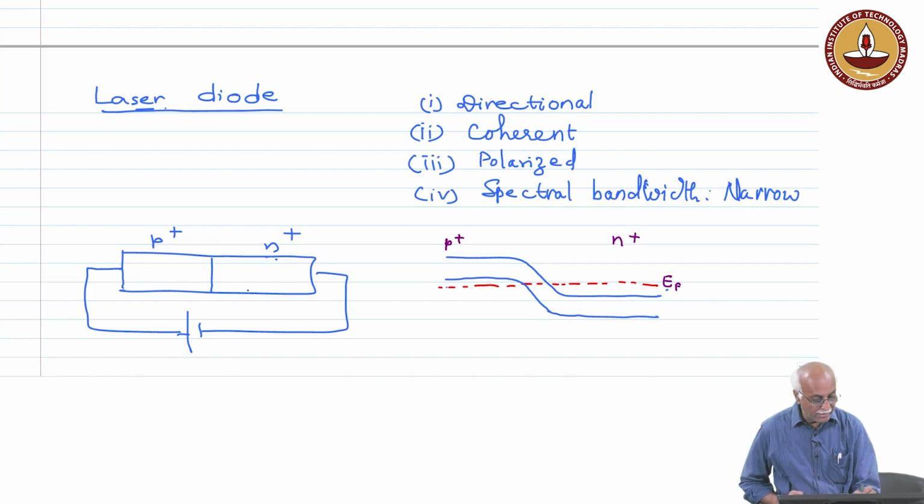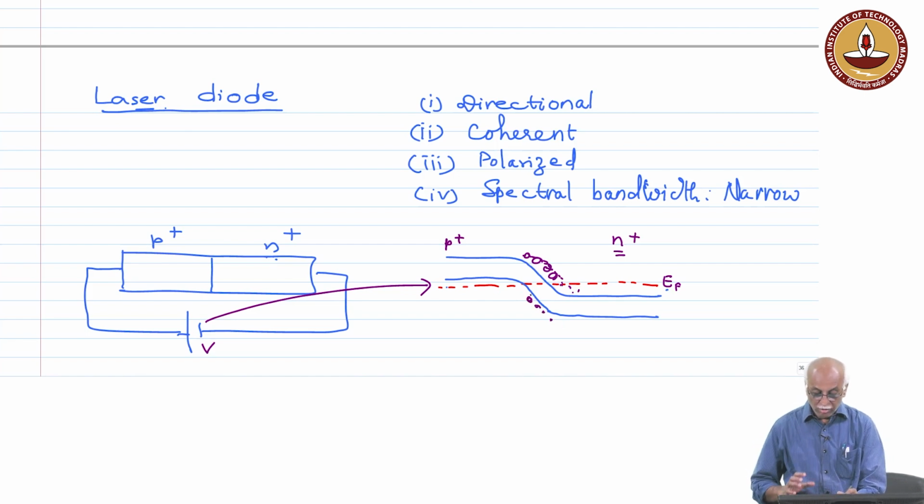Now, when we apply positive bias to this, what will happen? Based on the voltage we apply, the electrons will gain energy by the difference of V0 minus V, and the electrons will be able to jump over through this junction. The number of electrons which are jumping over will be very large, and the number of holes which are also coming here will also be large.